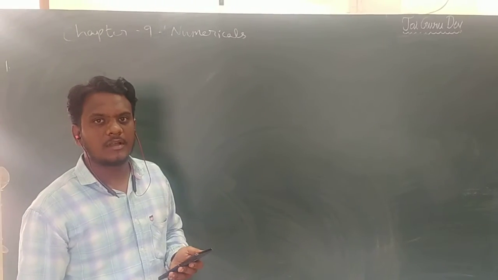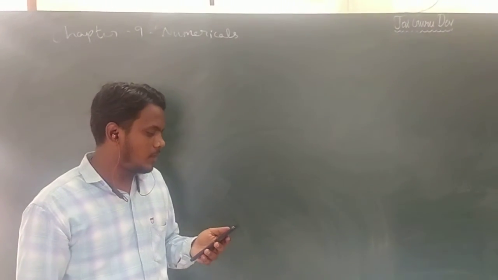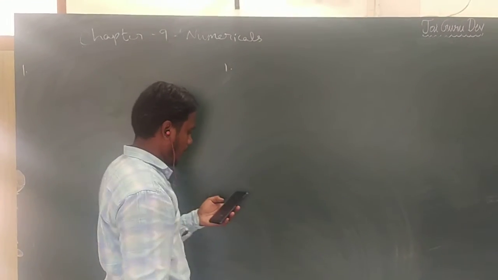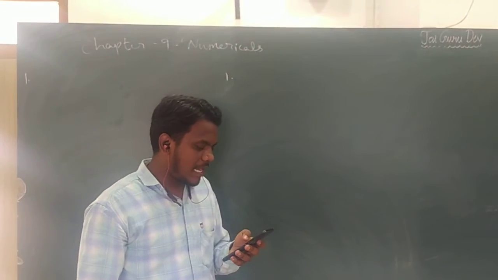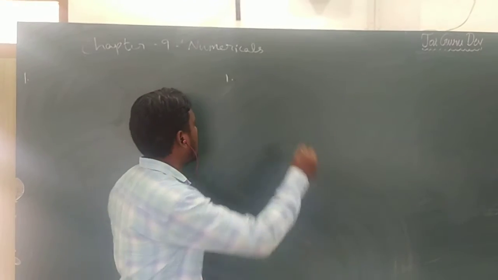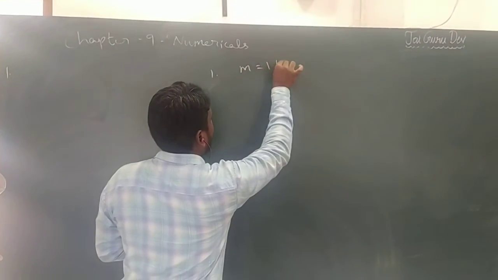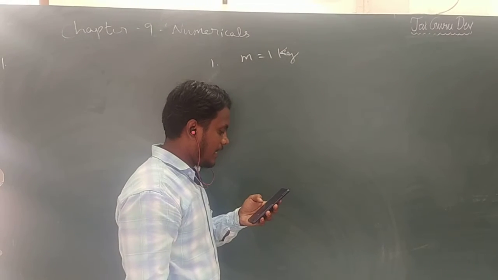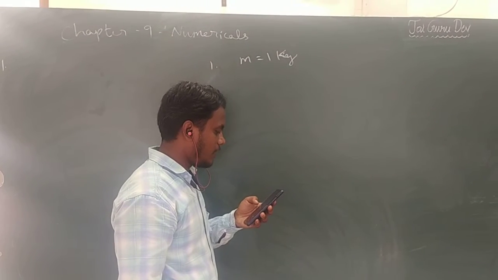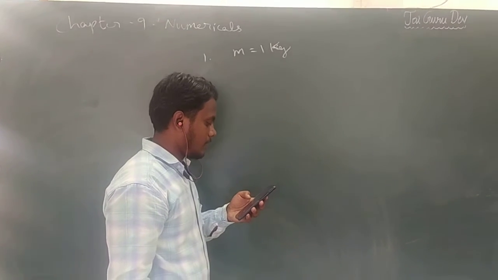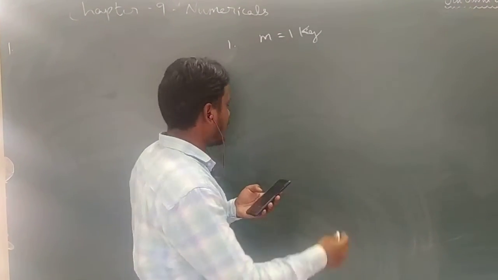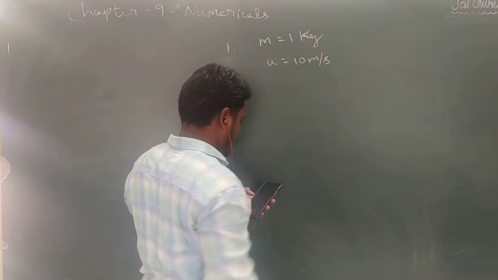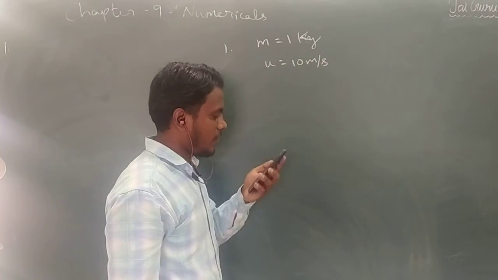Very good students, let us continue with the remaining numericals. So first one today. An object of mass 1 kg is traveling in a straight line with a velocity of 10 meter per second. So it is initially traveling with 10 meter per second. So we take it as initial velocity u.